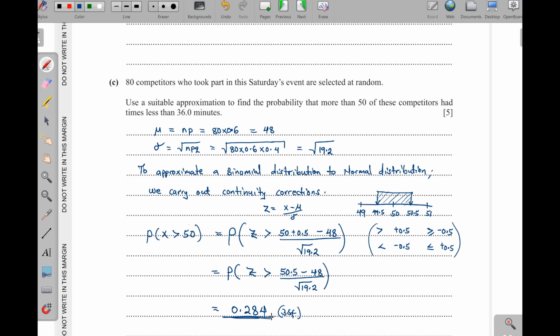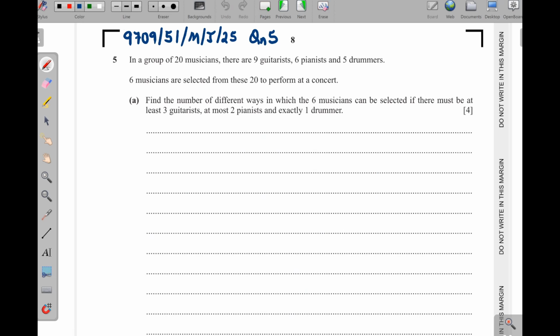That is that. Question 5 is coming from combinations. In a group of 20 musicians, there are 9 guitarists, 6 pianists, and 5 drummers. 6 musicians are selected from these 20 to perform at a concert. Part A. Find the number of different ways in which the 6 musicians can be selected if there must be at least 3 guitars, at most 2 pianists, and exactly 1 drummer.